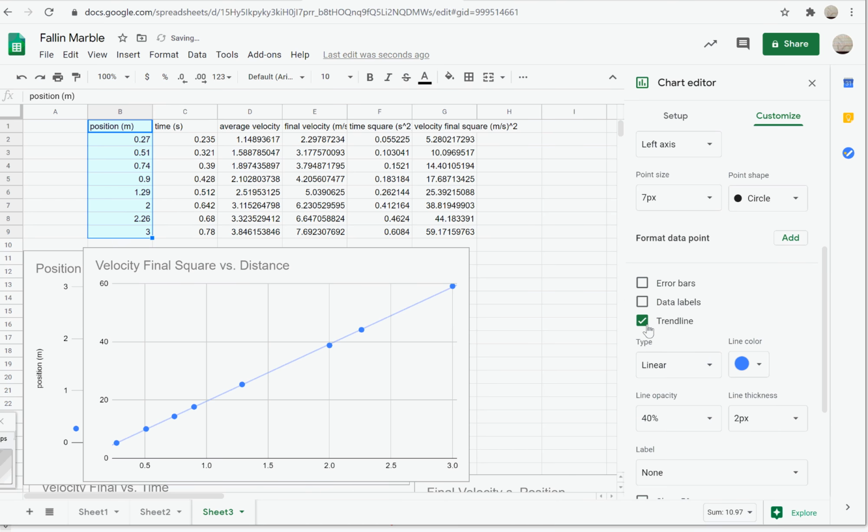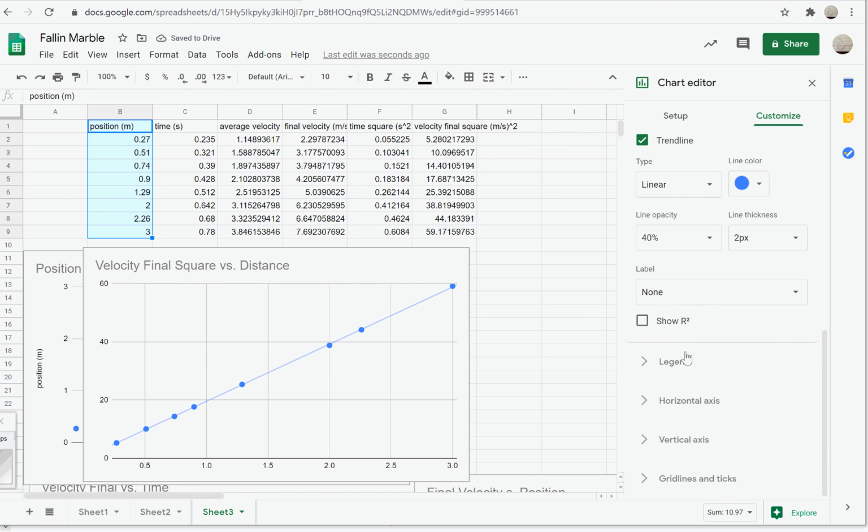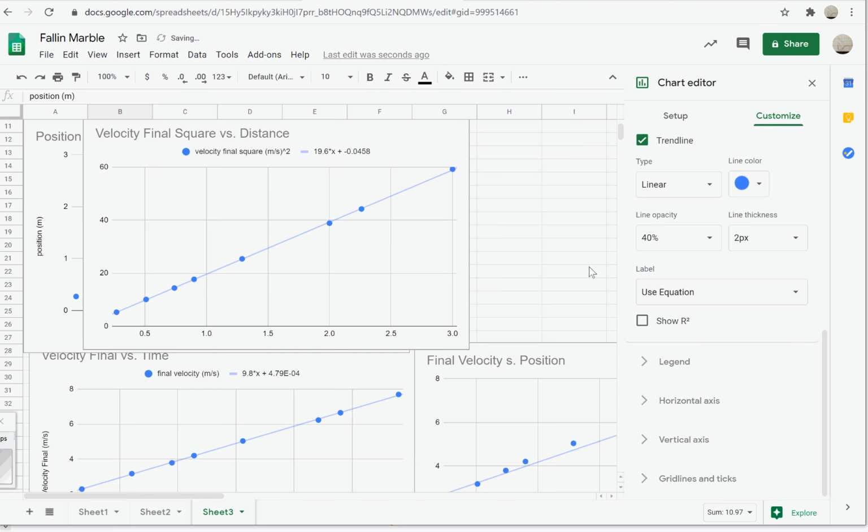Let's add our trend line to this. And whoa, what a beautiful looking line. And now let's also, if you know by this point, label it. So use equation. Make sure on yours that you add your vertical and your horizontal as well in there.